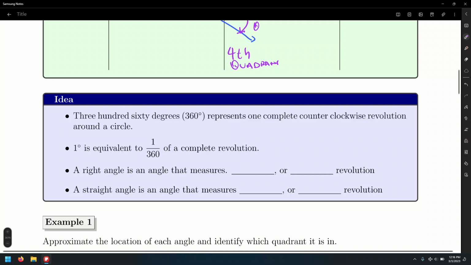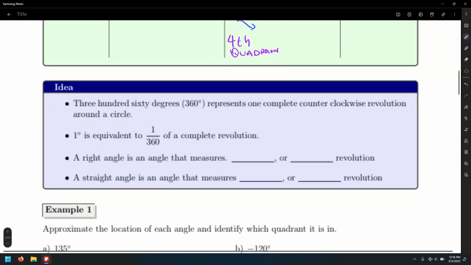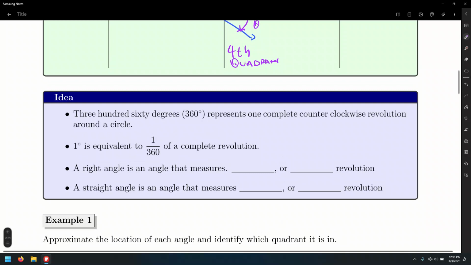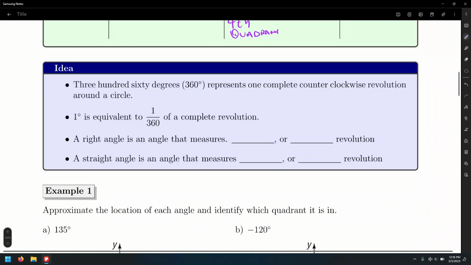So again, we're going to look at those details. What does it mean to go in the clockwise direction? What does it mean to go in the counterclockwise direction? All right. And so one degree is just 1/360, a very tiny portion of a complete circle or a complete revolution.